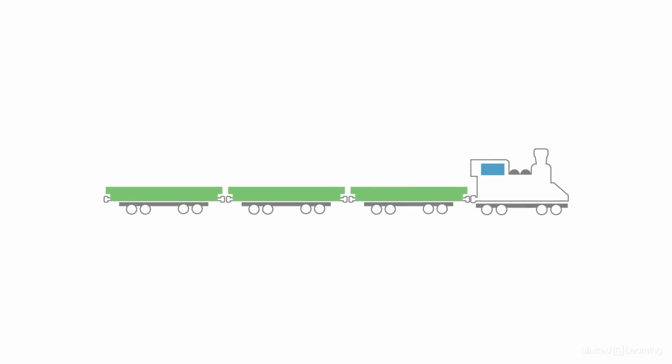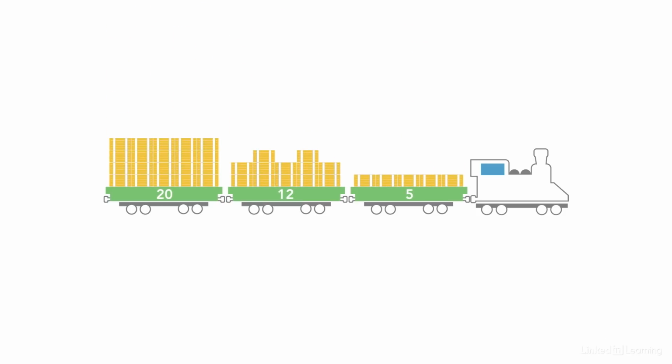A train is made up of a series of cars, where each car contains a piece of data. In this case, we'll be keeping track of how many crates are in a given train car. In the first train car, we have 5 crates. In the second, we have 12. And in the last, we have 20.